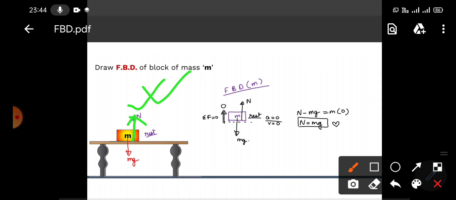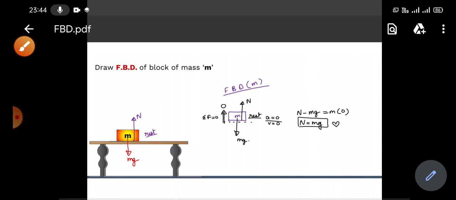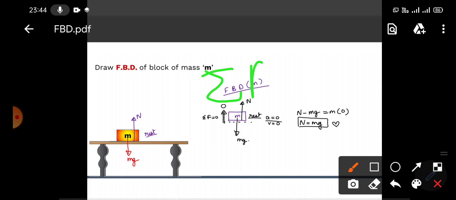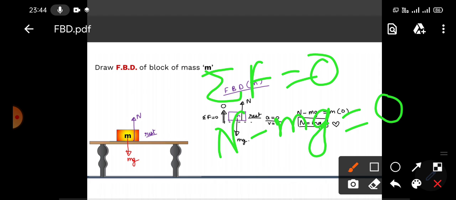Now look at one thing carefully: the block is not moving. According to Newton's second law, if an object is at rest, the net force acting on that object is 0. So the net force is 0. This N and mg are in opposite directions. If you take N as positive, then you have to take mg as negative, so N minus mg is 0, so N is equal to mg.